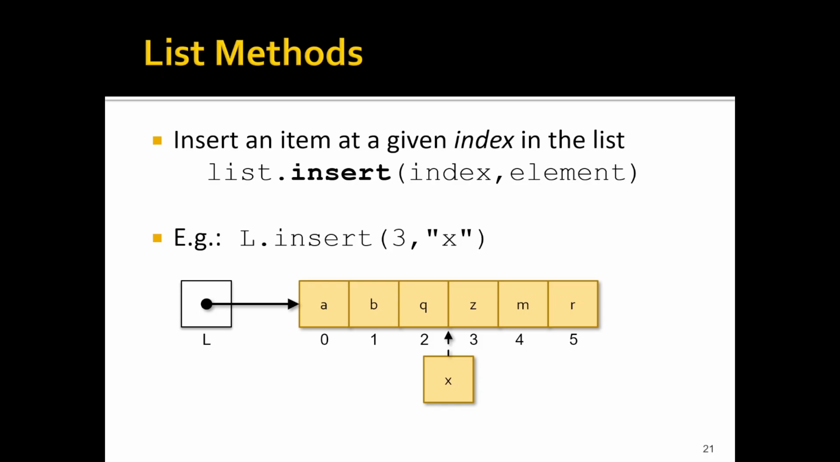The next method is the insert method. And this works like append in that it adds a new item to the list, but with insert we can specify the specific index that we would like that item to be added to. So if I said list.insert 3x, that means at index 3, insert the value x. So it shifts all the items beyond that and inserts the value at that new index. Notice the thing that was formerly at index 3 is now at index 4.